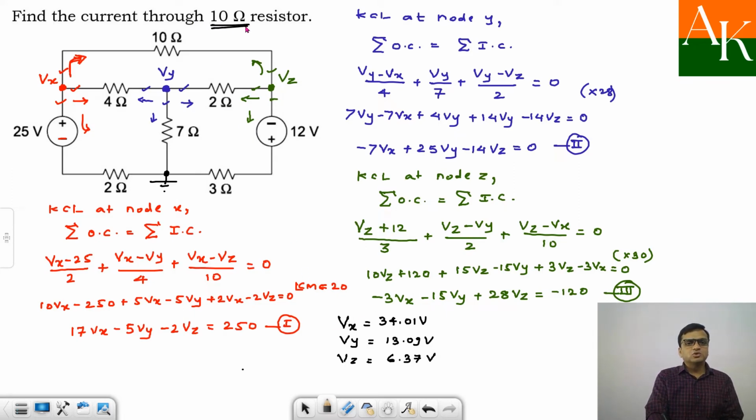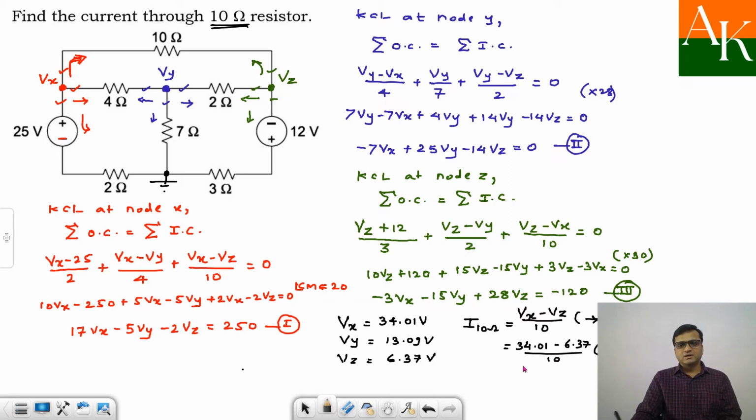You have to calculate the current through the 10 ohm resistor. So you can write the current through the 10 ohm resistor. This resistor is connected between node X and Z. So you decide how you are moving, X to Z or Z to X. If you have decided to move from X to Z, that means the current will be (Vx minus Vz) by 10. So that means you are moving towards right. So Vx turns out to be 34.01 minus 6.37 divided by 10. That is the rightward current, and the final answer turns out to be 2.764 ampere towards right.